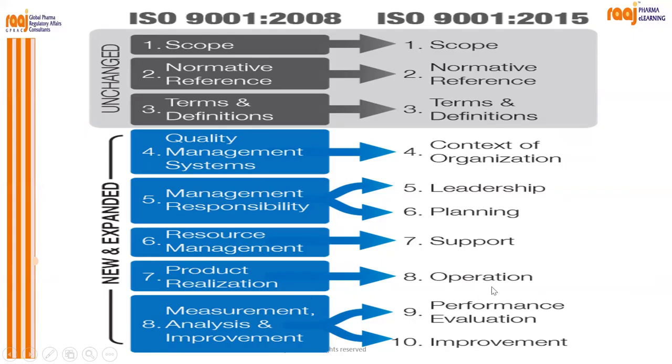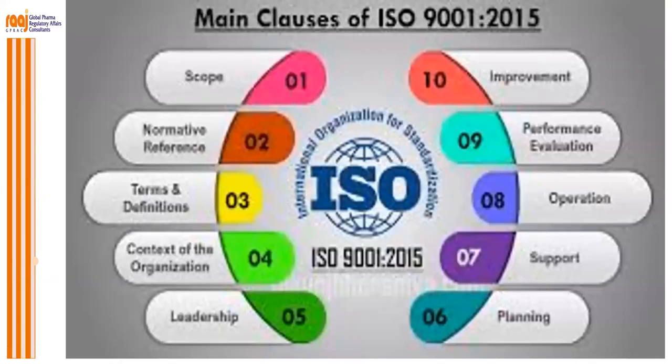The product realization is operation, and the measurement, analysis and improvement is converted to performance evaluation and the improvement. Improvement means continuous improvement. So these are the changes that happened from the 2008 version to 2015. So these are the main clauses when we talk about ISO 9001 2015.